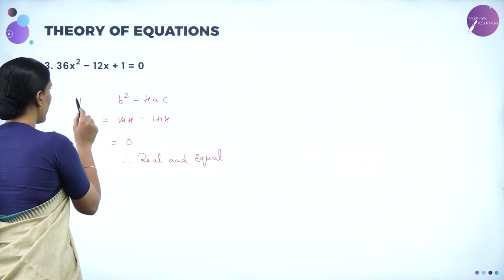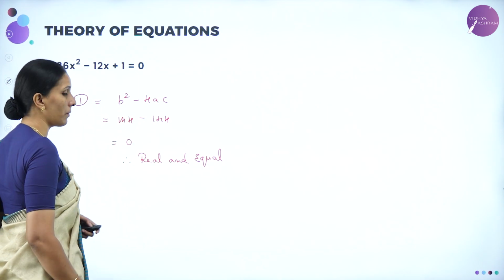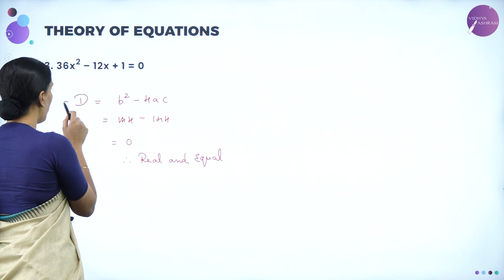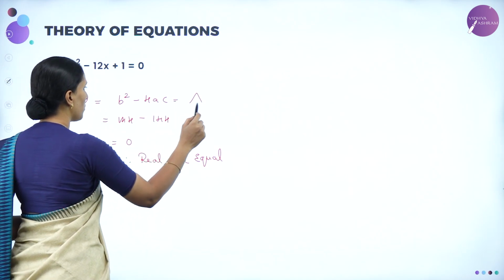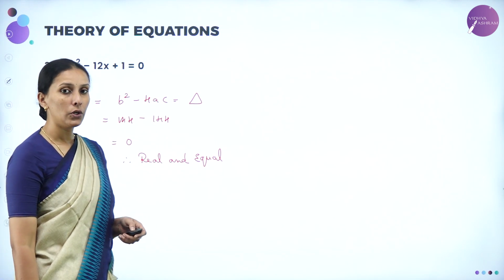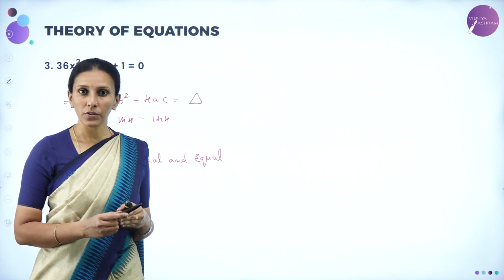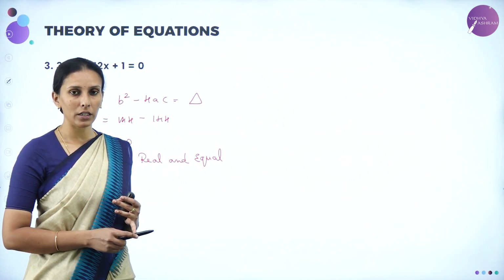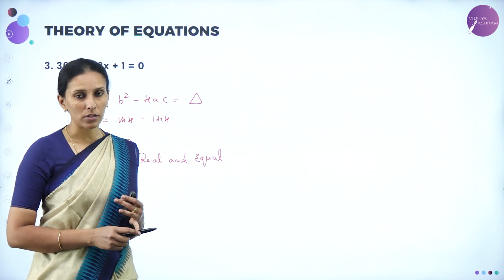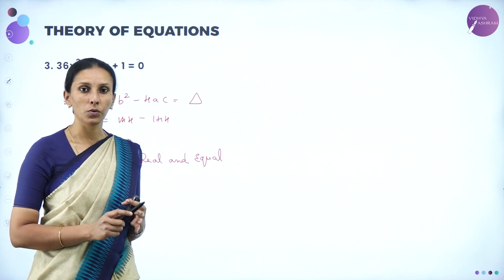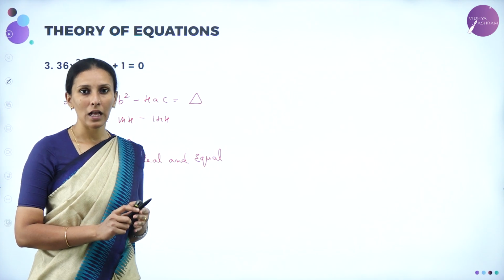This b square minus 4ac can sometimes be written as D, and sometimes it can be written in the form of delta also. We can also use the delta symbol to denote the discriminant. So thus, if the discriminant is equal to 0, the roots are real and equal. If the discriminant is positive, the roots are real and unequal. If the discriminant is negative, the roots are imaginary and unequal.